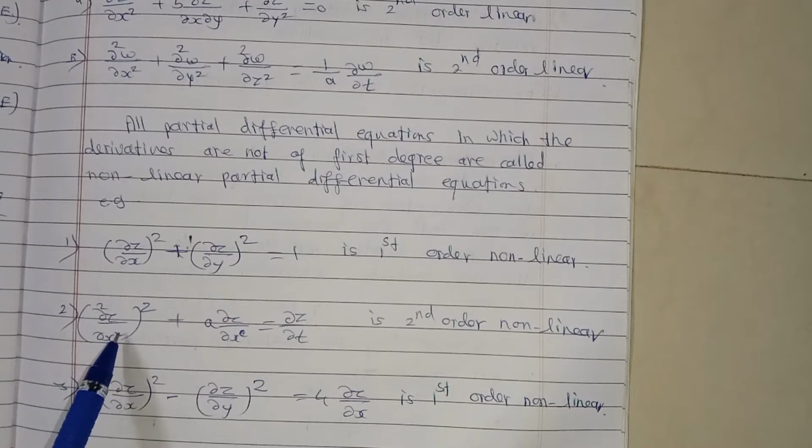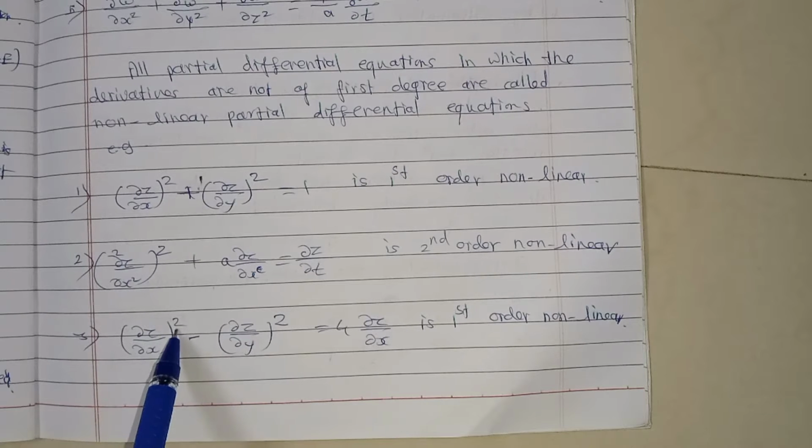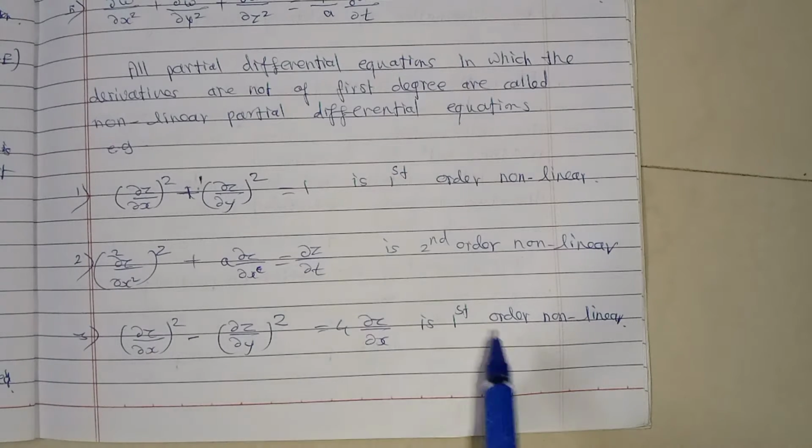The second example is (∂²z/∂x²)² plus a ∂z/∂x equal to ∂z/∂t. This is a second order differential equation and the degree is also second. The third example is (∂z/∂x)² minus (∂z/∂y)² equal to 4 ∂z/∂x. It is first order and the degree is 2. And it is non-linear since the degree is more than 1.